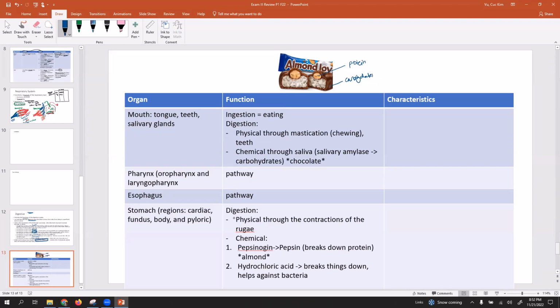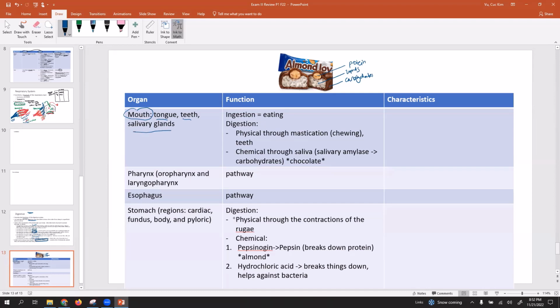And the coconut represents the lipids. So it kind of helps us see when and what is being broken down. Okay, so we start in the mouth. The mouth consists of the tongue that helps to move things around, the teeth to break things down mechanically, and the salivary glands to produce the chemicals.